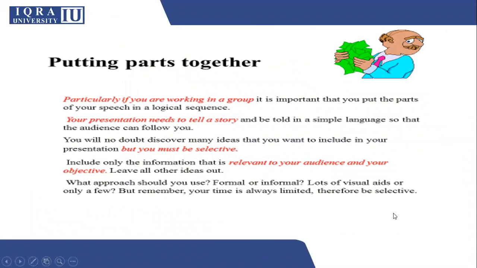Putting parts together. Particularly if you are working in a group, it is important that you put the parts of your speech in a logical sequence. Your presentation needs to tell a story and be told in simple language so that the audience can follow you. You will no doubt discover many ideas that you want to include in your presentation, but you must be selective. Include only the information that is relevant to your audience and your objectives. Leave all the other ideas out.